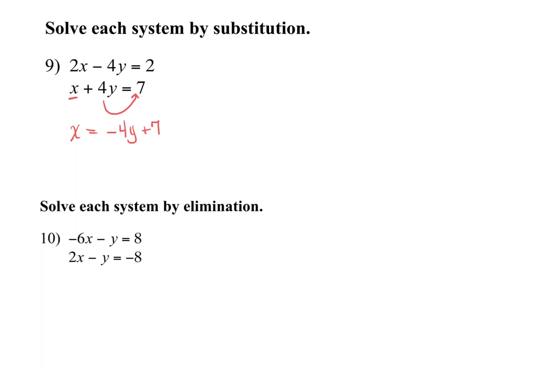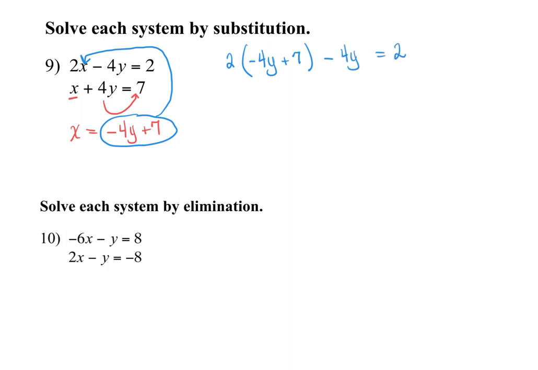So now that I have a variable completely by itself, I am going to substitute it into the opposite equation for that variable. So x equals negative 4y plus 7. I'm going to plug that in for x. So now I'm going to rewrite the top equation, 2, and instead of x, I'm going to write negative 4y plus 7. Then I have my minus 4y equals 2. And now I'm just solving.